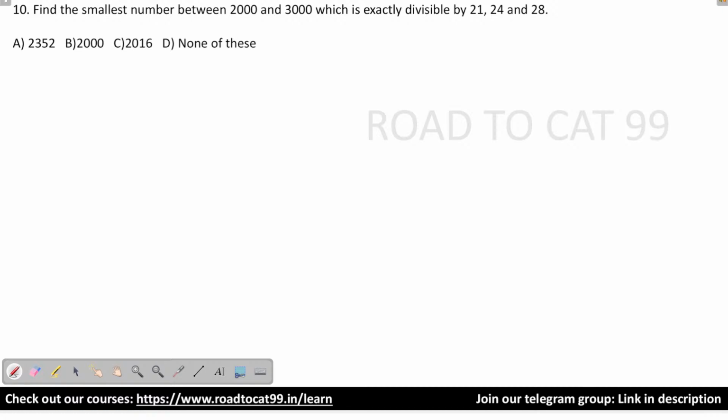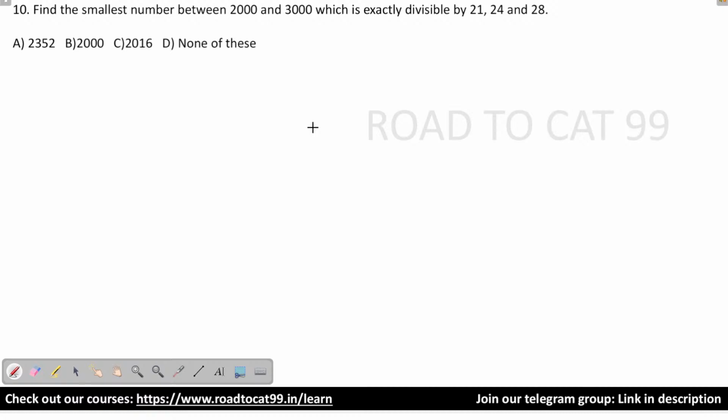सोल्व दिस क्वेश्चन, क्या बोल रहे हैं, फाइंड द smallest number between 2000 and 3000 which is exactly divisible by 21, 24 and 28, right? So there are a lot of methods. अगर options दिए होते I could have directly gone through the options, but यहाँ पे none of these भी यहाँ पे दिया होता है snap में.